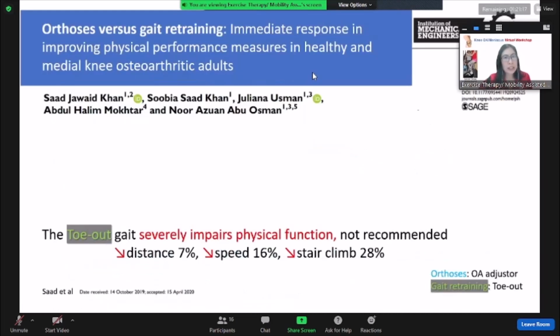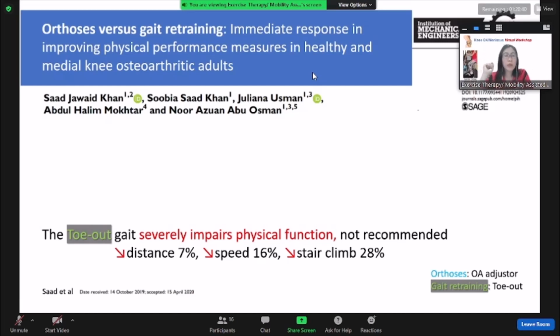And we have this study published in 2020 last year in the Journal of Institution of Mechanical Engineers by Saad et al. And this study was actually done locally. What Saad and his team actually looked at was comparing a knee orthosis versus gait retraining. And they looked into the immediate response in terms of the improvement in the physical performance between healthy individuals and also individuals with knee OA.